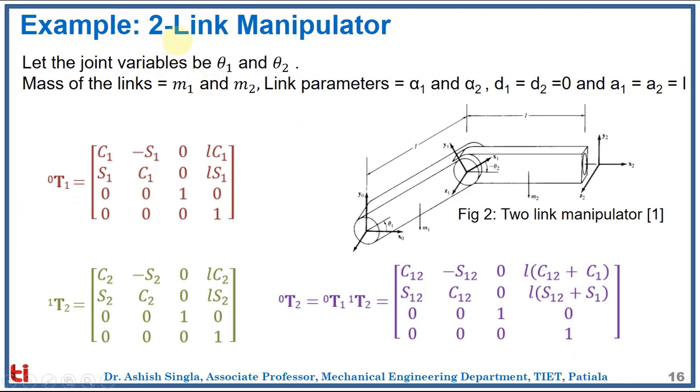Let us consider the example of a two-link manipulator. The joint variables are θ1 and θ2, that is, revolute joints.